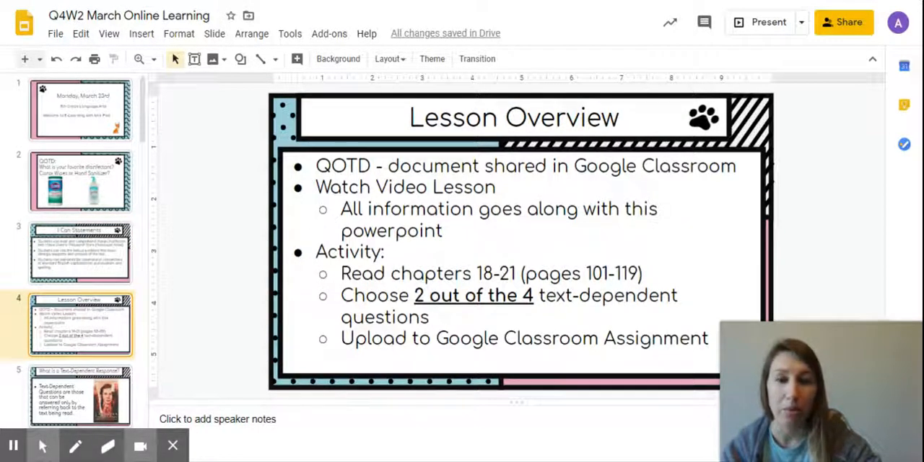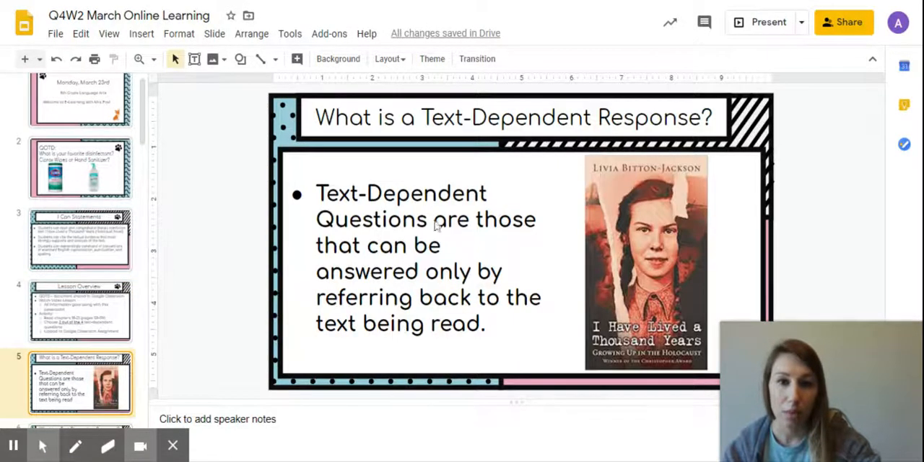So I'm going to go through this PowerPoint, and then your activity is to go ahead and read chapters 18 through 21. It's about 18 pages. And then you're only going to choose 2 out of the 4 text-dependent questions, and you'll upload them to Google Classroom where the assignment is. So make sure you have your book because text-dependent questions are those that can only be answered by referring back to the text being read.